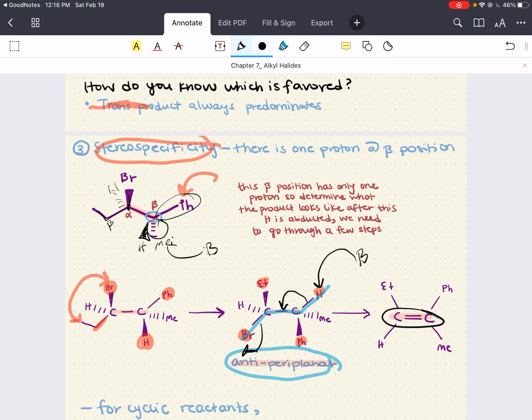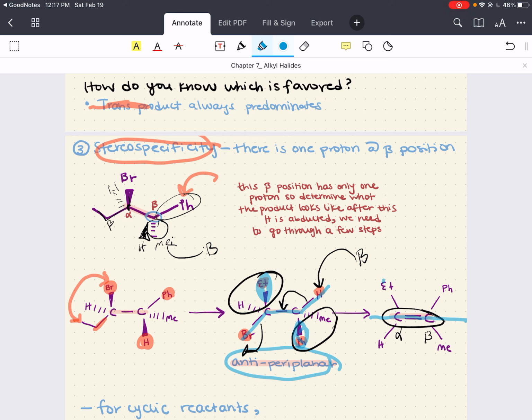So now we have this carbon-carbon double bond, but where on the double bond do we put our ethyl and hydrogen at the alpha? And where do we put our methyl and phenyl group at our beta? Here's the hint. Everything on wedges, the ethyl and phenyl, have to go on the same side of each other because they're both on wedges.